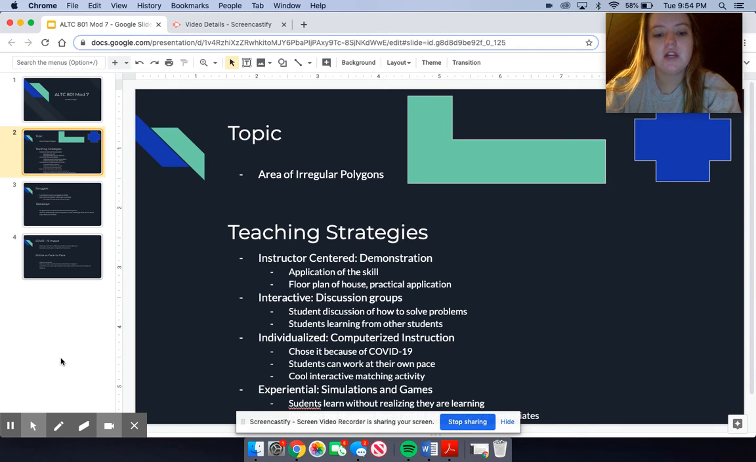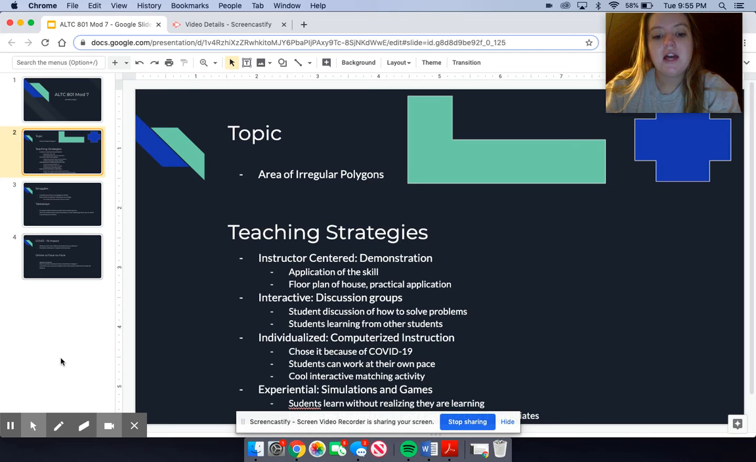For interactive, I chose discussion groups. I gave each group a shape, and they had to discuss how they would solve that shape and then give a presentation to the class. I like that students are using their math language and not just listening to me, and they're discussing their problems and learning from each other and not just learning from me.